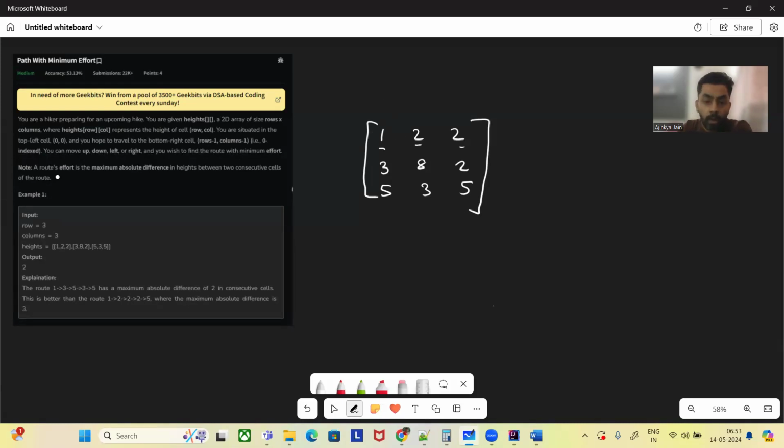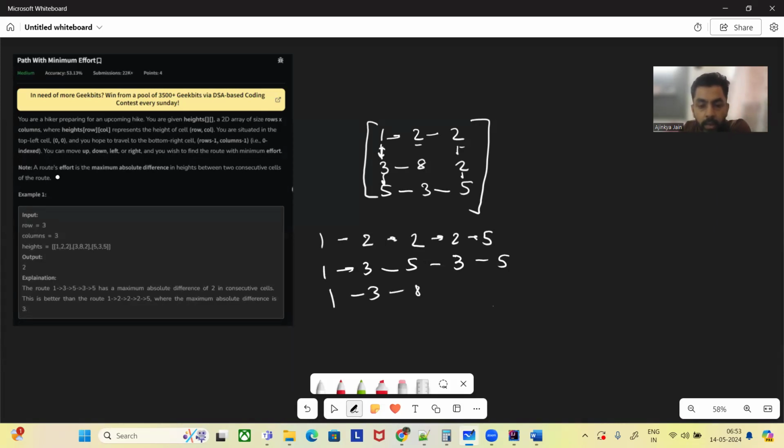So in this way, how many paths can there be? For example, one path can be 1, 2, 2, 2, and 5. Another can be 1, 2, 3, then 3 to 5, then 5 to 3, then 3 to 5. Another path can be 1 to 3, then 3 to 8, then 8 to 3, and 3 to 5. There can be various paths again, 1 to 3, then 3 to 8, then again 8 to 2, and 2 to 5.